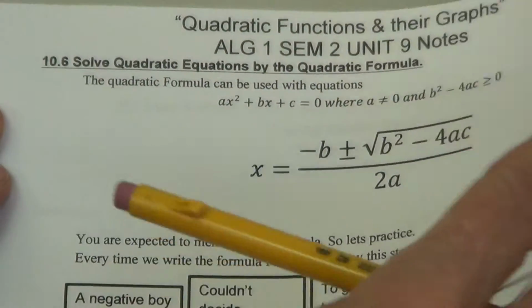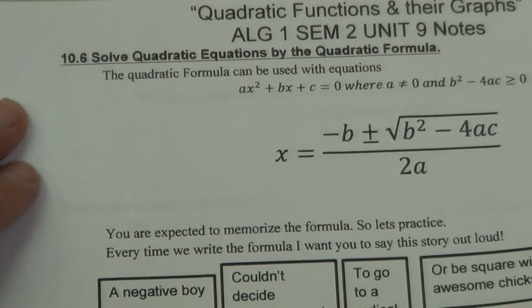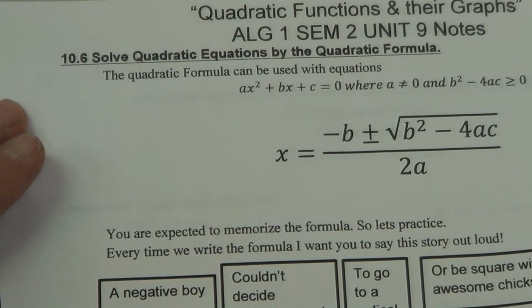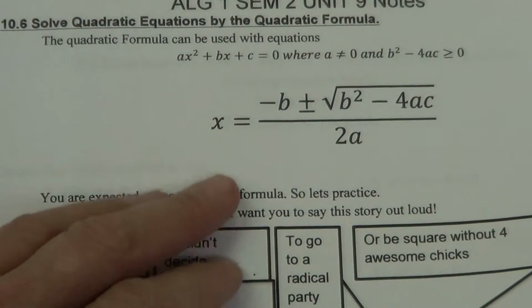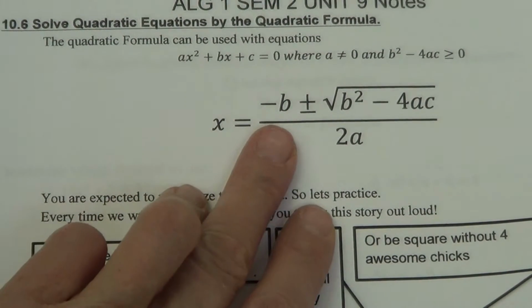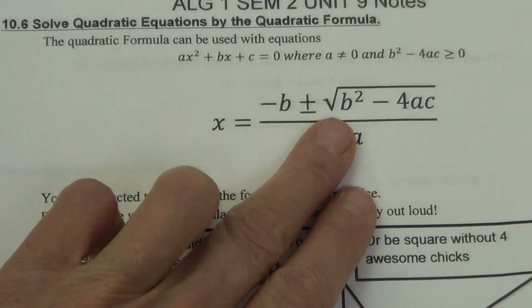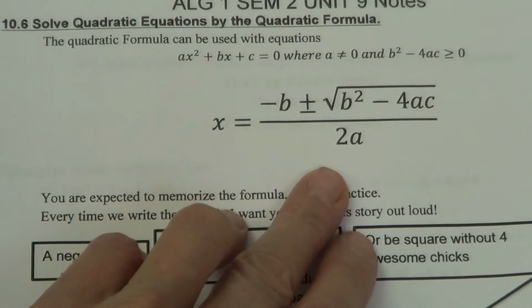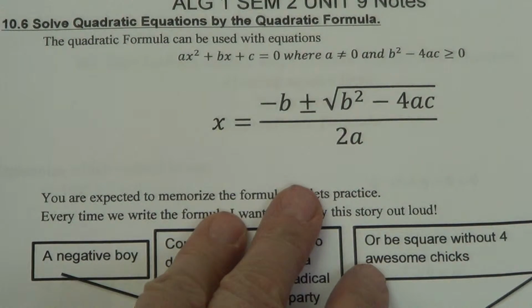I have a way that students have shared with me that's easiest for them to remember this. It's a cute little saying. The quadratic formula looks like this. It's x equals negative b plus or minus the square root of b squared minus 4ac, over 2a. And students really struggle to always remember that.